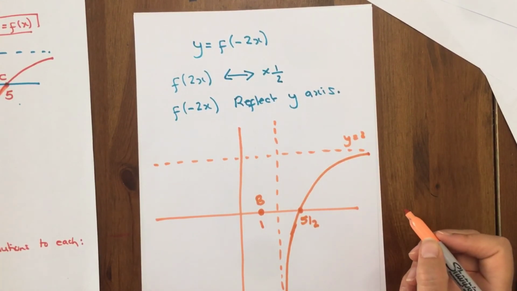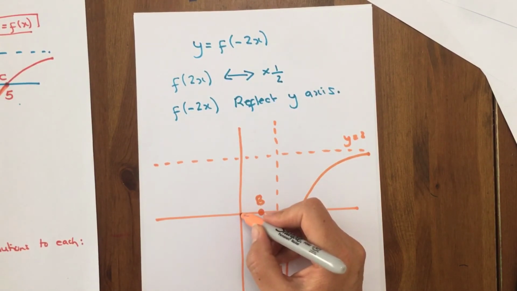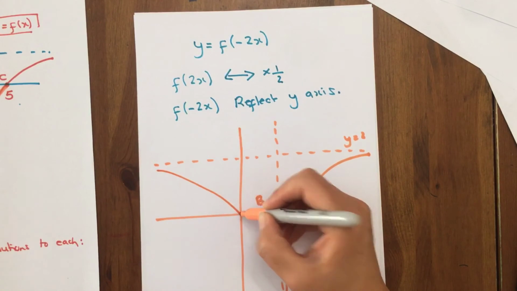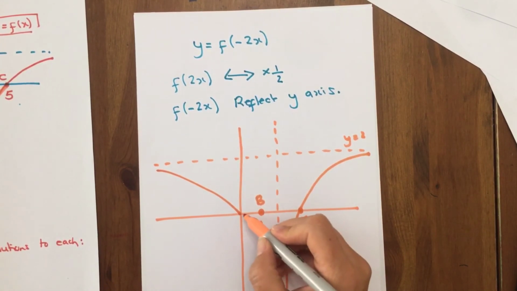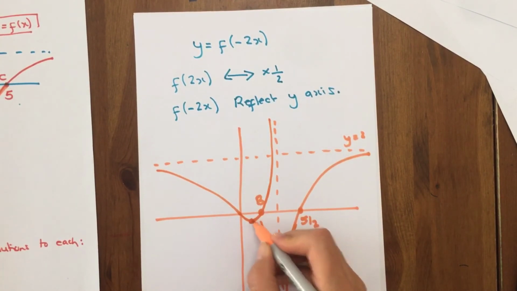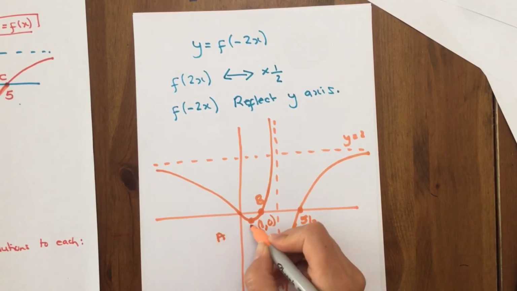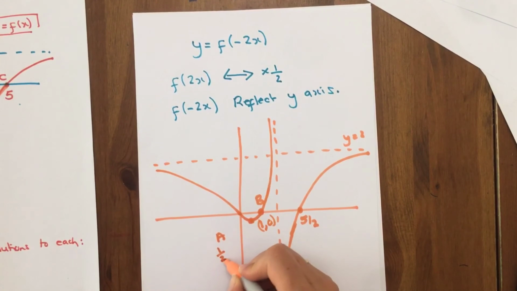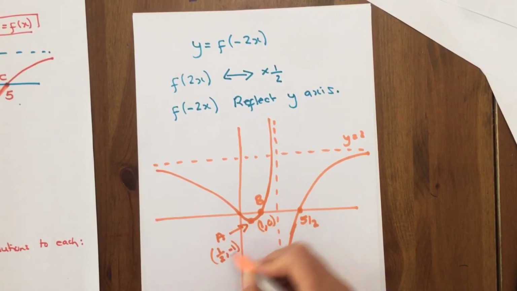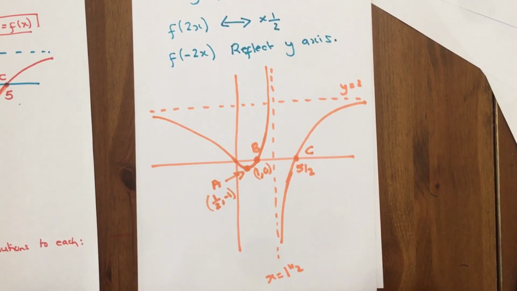Okay. And my asymptote is at half, my x-asymptote. My naught will stay the same because naught halved is naught. And then it's going to be like this. And my point B is 1, 0. And my point A here will be a half, negative 1, because half of 1 is a half. And here's my point C. Okay, I hope you can see all that. Just going to check that that's all okay.